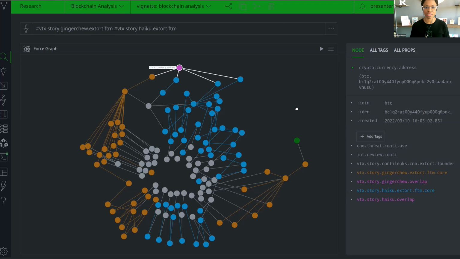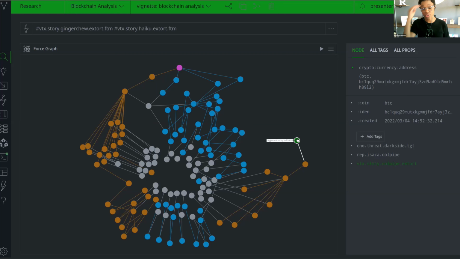And one of the interesting ones that came out of this, just at the last minute, was that I noticed in this visualization an address in green that was linked to Ginger Chew. When you click on it, you see it has a story tag of call pipe, which is short for Colonial Pipeline. Because Synapse serves as our system of record and we store all of our analysis, not just for this single analysis effort of Conti data, but any analysis we're doing, we previously analyzed the Colonial Pipeline cryptocurrency transactions as well.